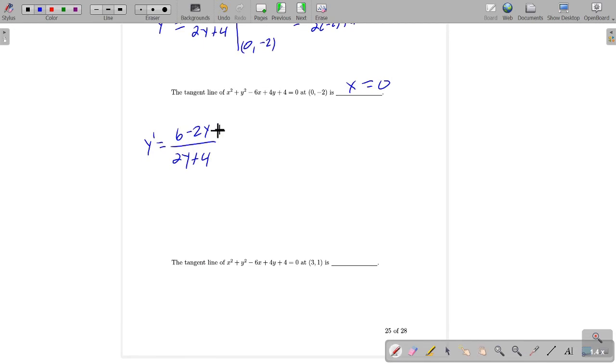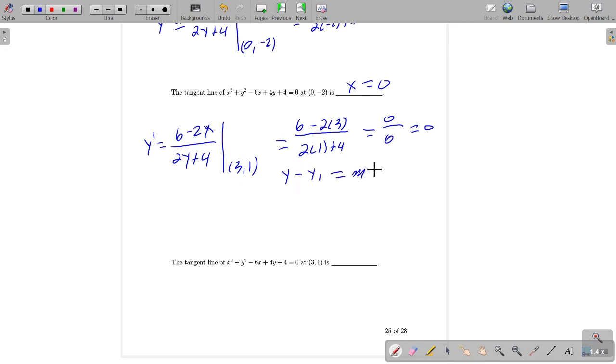So now let's try this at (3, 1). So x is 3, so that would be 6 minus 2 times 3 over 2 times 1 plus 4, which is 0 over 6, which is 0. So now I have a slope of 0. So I can do y minus y1 equals m times (x minus x1). So my y minus 1 equals 0 times (x minus 3). So I get y equals 1.